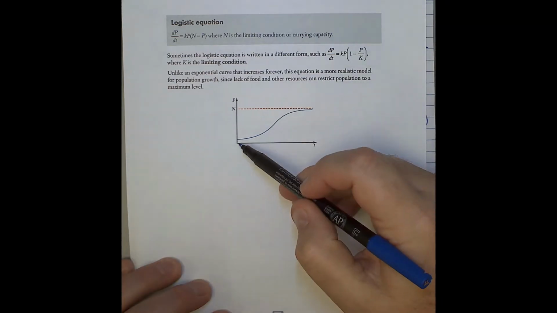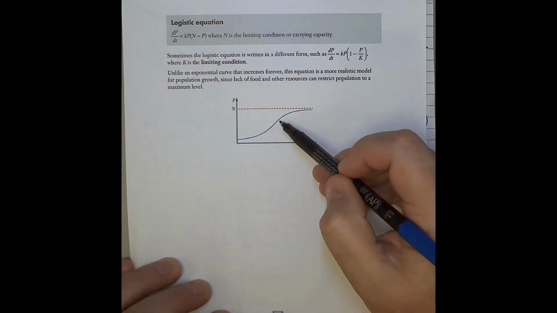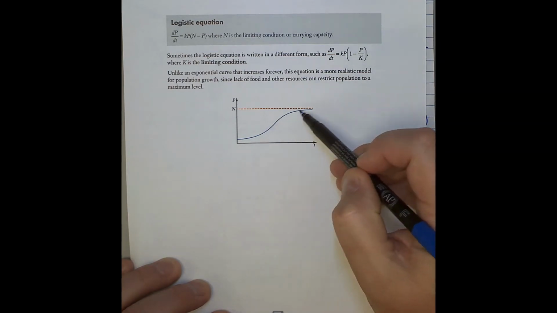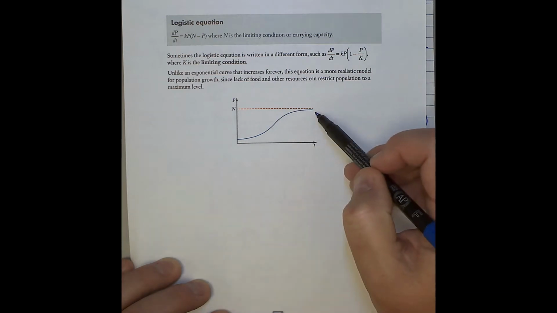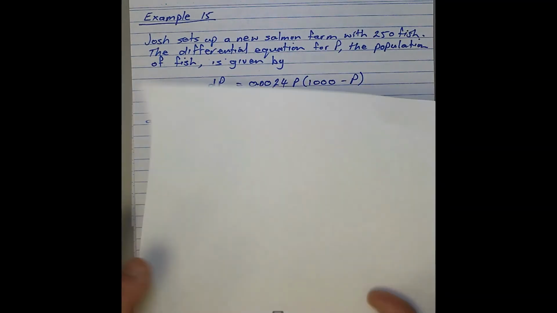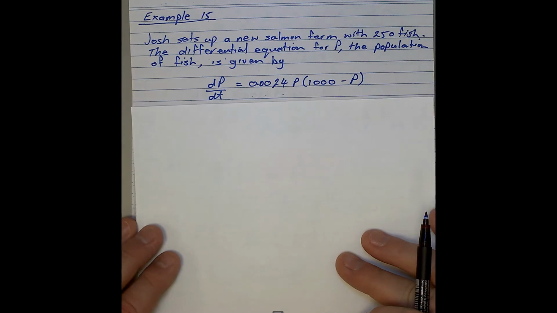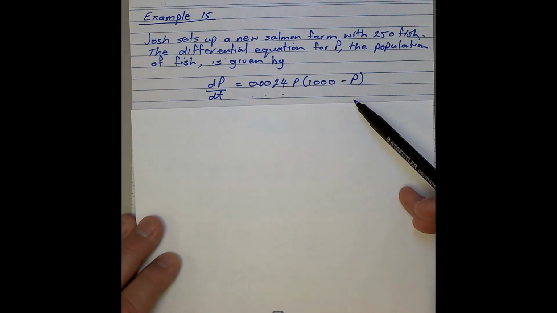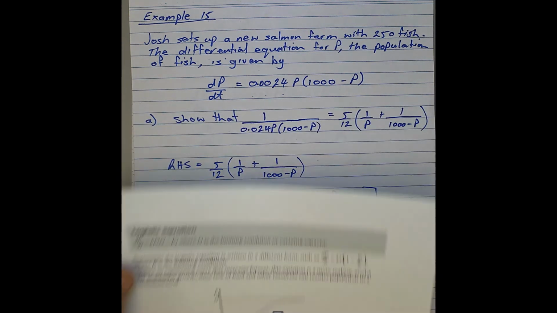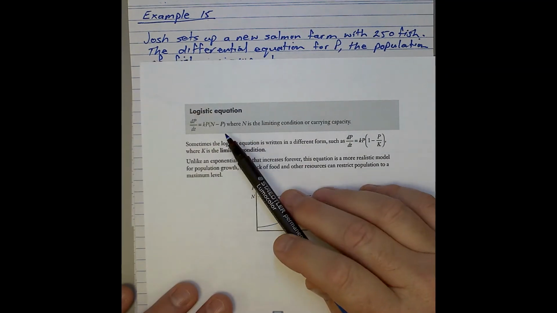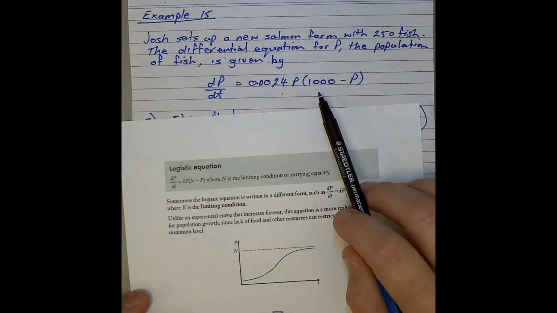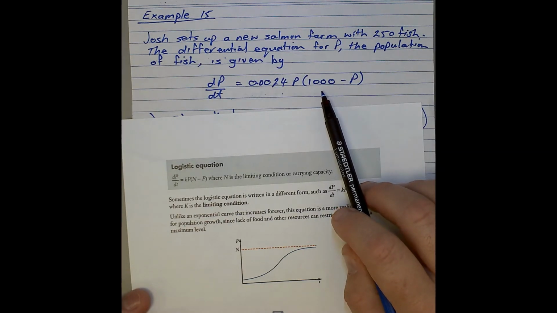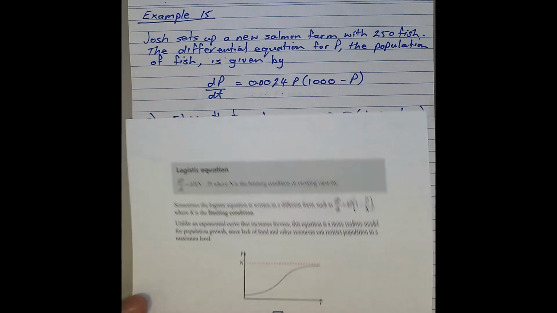So when you have a look at the curve, it increases like an exponential curve, but then it levels off to this limiting condition. If you have a look at example 15, Josh sets up a new salmon farm with 250 fish. The differential equation for P, the population of fish, is given by this expression here. Now this expression is set up in the same form as this one, where N here is 1,000. So that will be our limiting condition or carrying capacity.